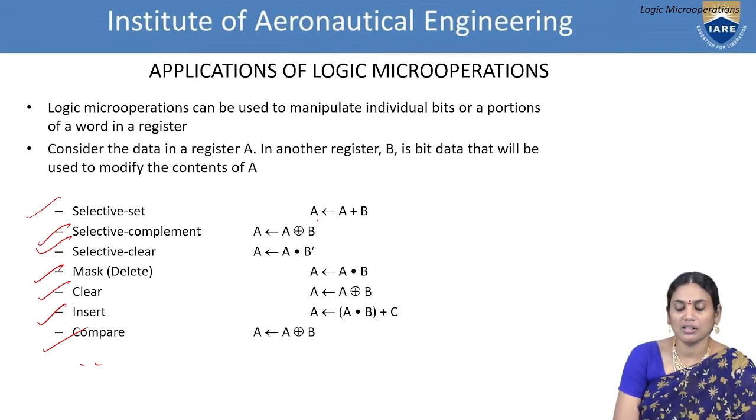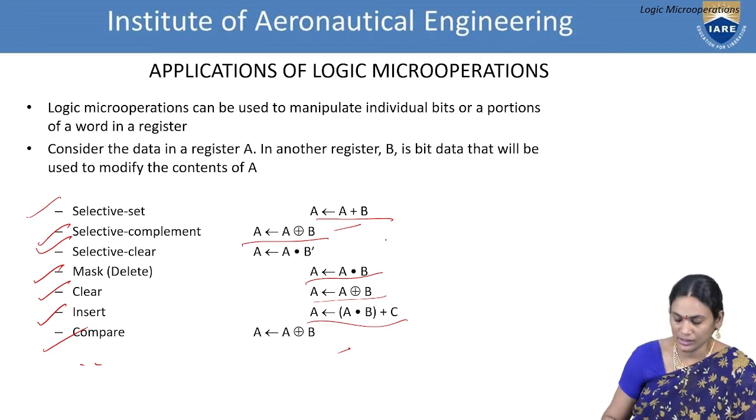The selective set combination is nothing but A OR B, that means A plus B. Selective complement is a combination of A implies A exclusive OR B. If you observe this, selective complement and compare are both similar. Selective clear means we are specifically clearing only some of the contents in the section of A. Mask is performing the AND operation, clearing the content to 0. Next, clear is exclusive OR, and the next one is the insert operation, A dot B plus C. So these are the set of operations.